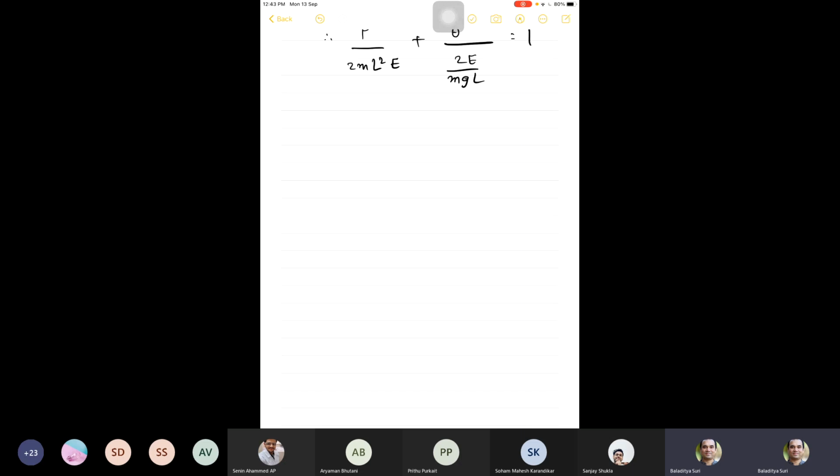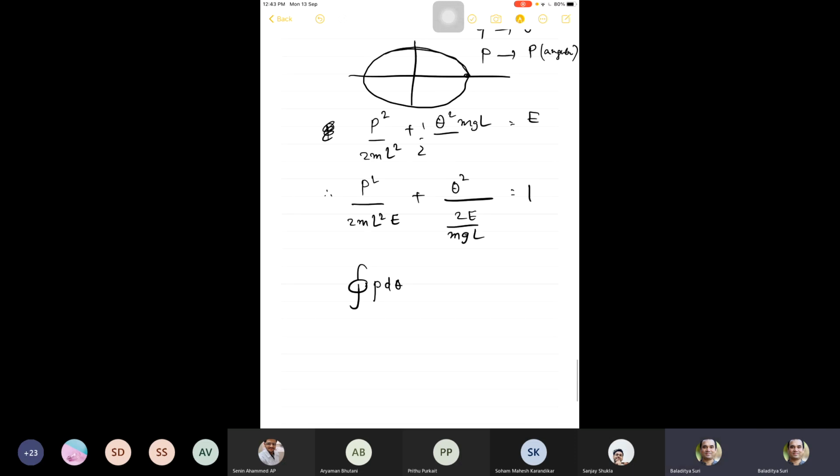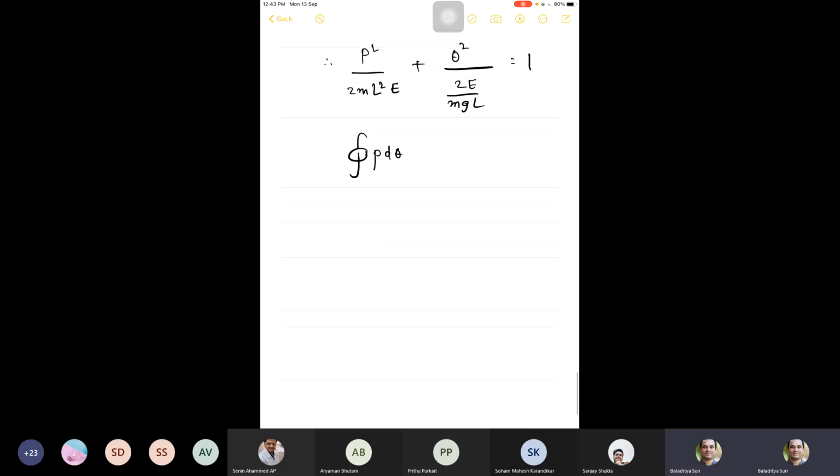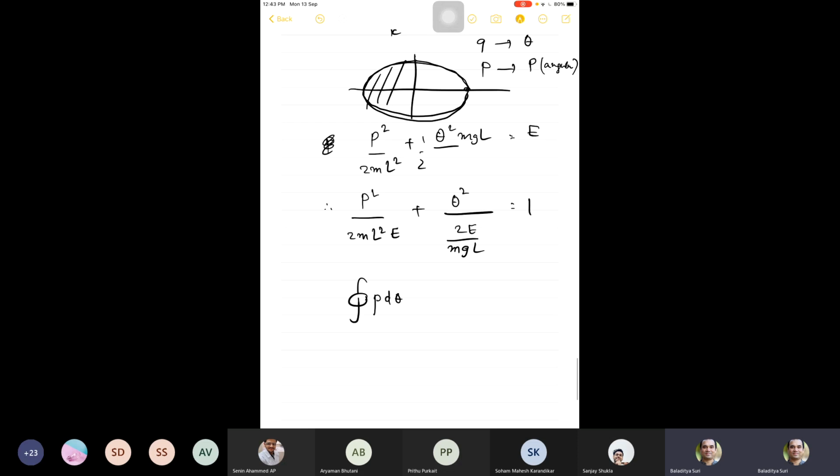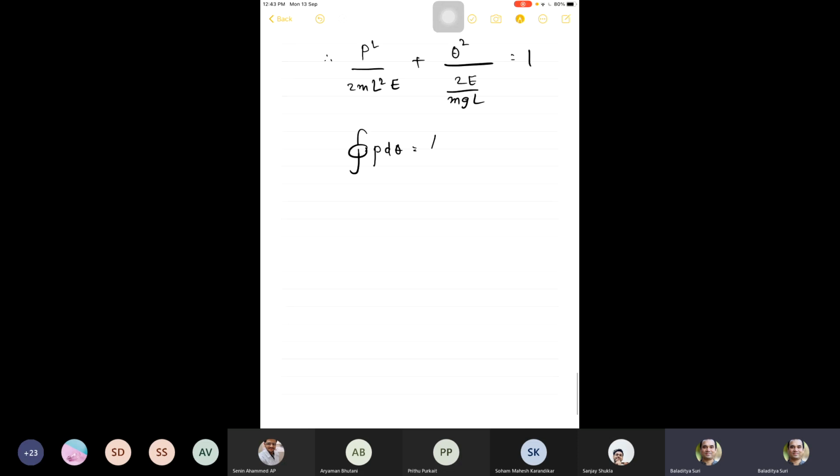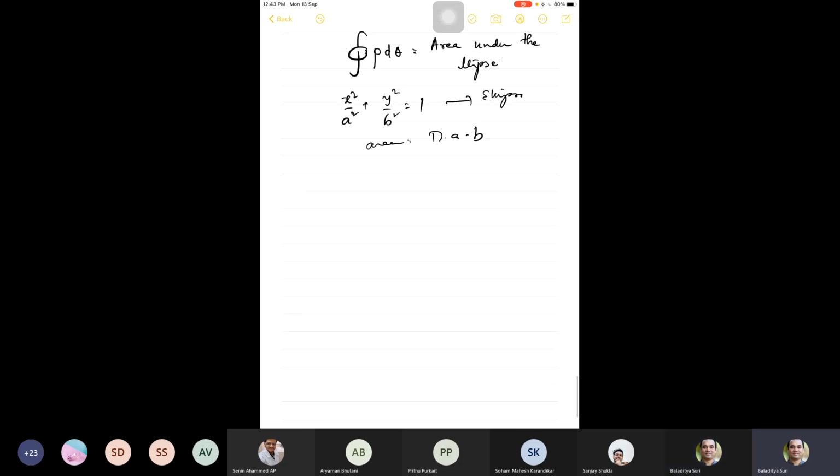Now if you consider the integral p d theta going over a full trajectory, that is nothing but the area under this ellipse, right? And we know that if x squared by a squared plus y squared by b squared equal to 1 is the ellipse, the area is given by pi times a times b. This is a standard result from geometry.